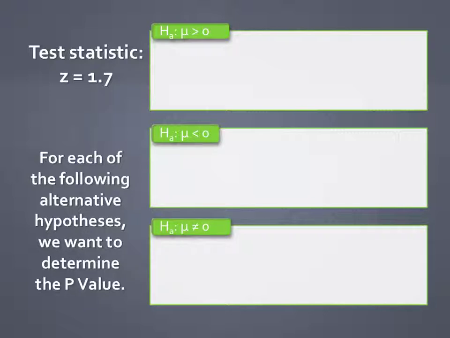Because this is a means problem, and I can tell because it's using mu in the alternative hypotheses, and because the test statistic is a z-score, I know that this must have come from a problem where I knew what sigma was, so I was using the first of the 3 calculations that was shown on the other slide. I'm going to draw a normal curve.